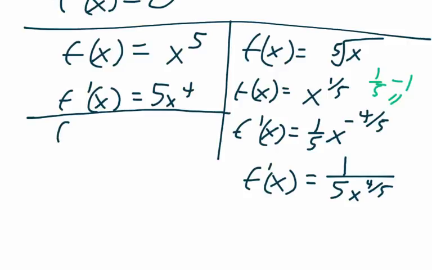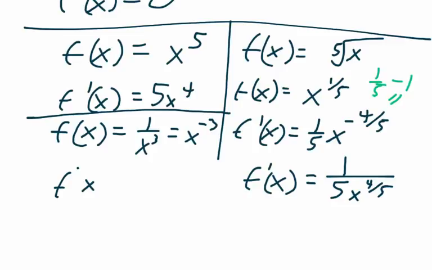One last one over here, just our basic rule. If I had f of x equals 1 over x to the third, the derivative would be, well, this is really x to the negative third. So I would bring the negative 3 down. Negative 3 minus 1 is negative 4. So my derivative would be negative 3 over x to the fourth.